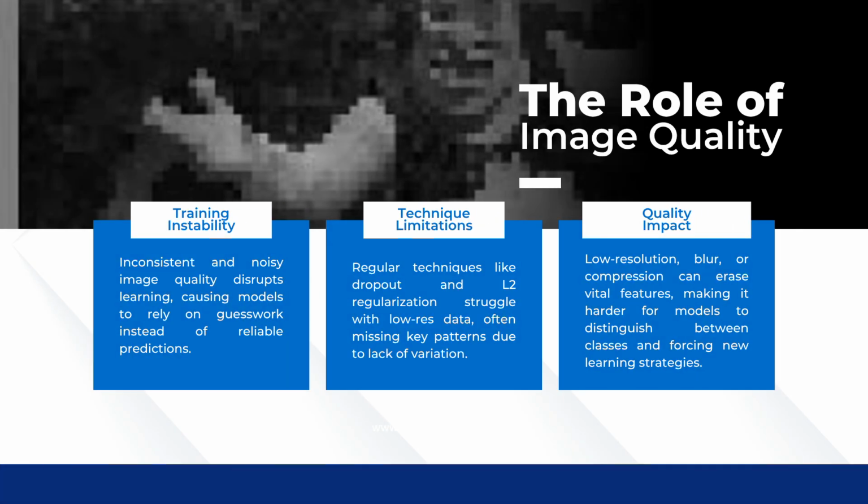So image quality really matters. In low-resolution images, important features can get lost in the noise. That's why it's harder for models to learn what makes one class different from another. Even small amounts of blur or compression can hide the key patterns a model needs. That's why boosting image quality isn't always an option. We have to adapt how the model learns instead.